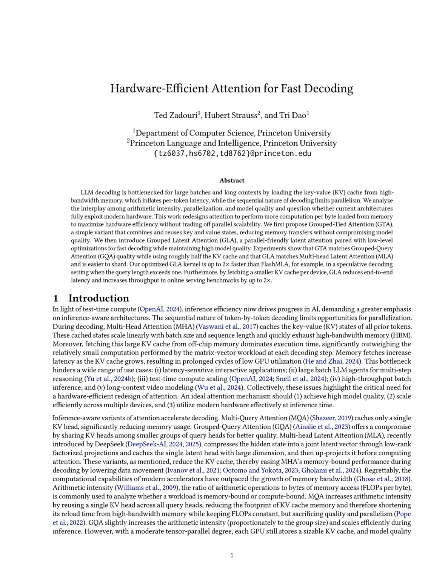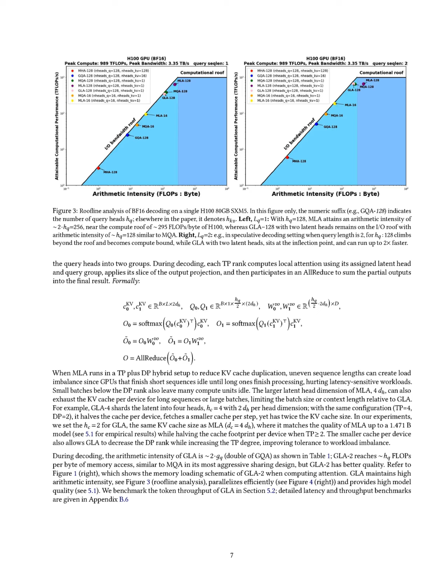During decoding, each tensor parallel, TP, rank computes local attention using its assigned latent head and query group, applying its slice of the output projection. This process involves performing attention calculations directly on the compressed latent representations, which reduces the overall memory footprint and enhances efficiency. Finally, the results from each TP rank are combined through an all-reduce operation to produce the final output, ensuring that GLA maintains high arithmetic intensity and efficient parallelization across devices.